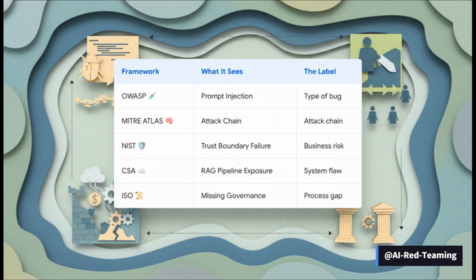And here it is. This is what it all looks like when you put it together. One single threat, 5 totally essential perspectives. You've got OWASP seeing the specific bug, the prompt injection. You've got MITRE Atlas mapping out the attack chain. Then there's NIST calculating the business risk. CSA points to the system flaw in the RAG pipeline. And finally, ISO highlights the process gap in your governance. And the crazy part? Every single one of these views is correct. They're all just different, critical pieces of the same puzzle.